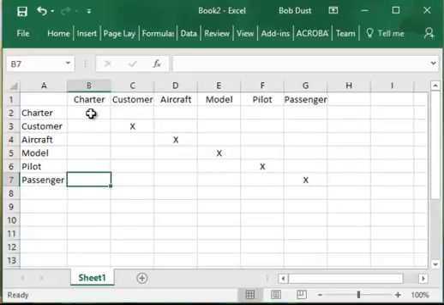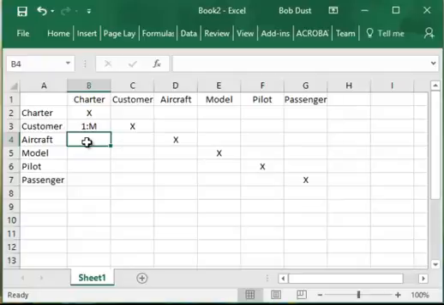I have each pair. Now let's look at charter versus customer. Now from the specifications we see that every charter has one customer and only one customer, but a customer can have many charters. So going across, I'll look at this, I say a customer has many charters. So I go from left to right to top. So a customer has many charters. A charter has one customer.